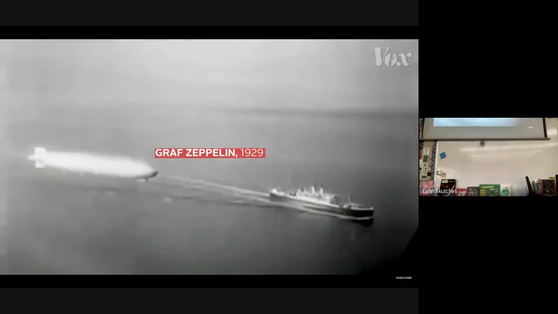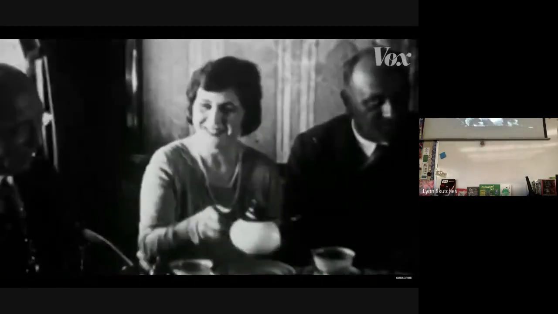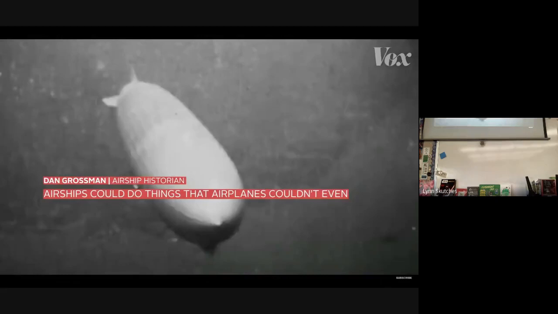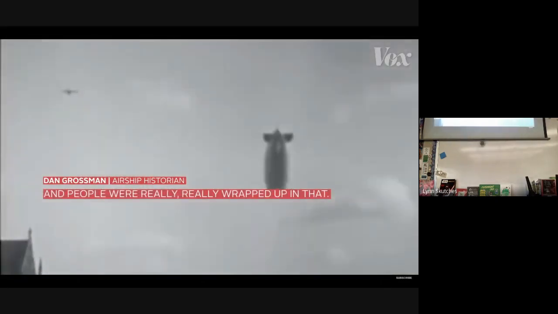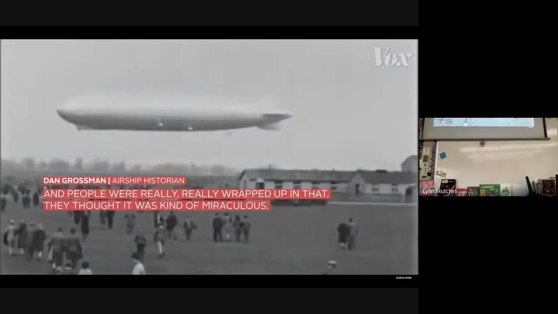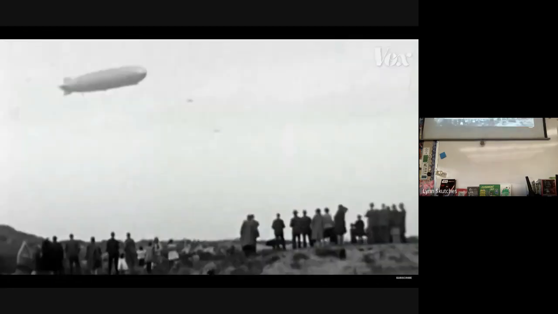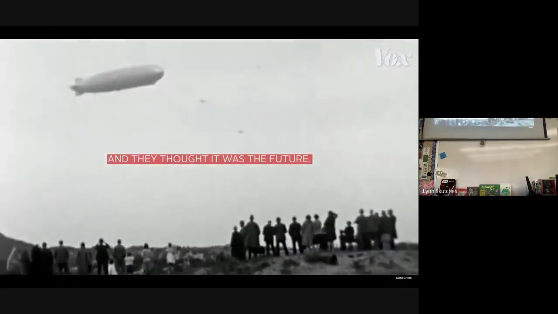Just 2 years after Lindbergh famously crossed the Atlantic in a cramped monoplane, a giant German Zeppelin flew around the world, carrying paid passengers who ate comfortably in a full-service dining room and slept in private berths. Airships could do things that airplanes couldn't even imagine doing in the late 1920s, and people were really, really wrapped up in that. They thought it was kind of miraculous, and they thought it was the future.